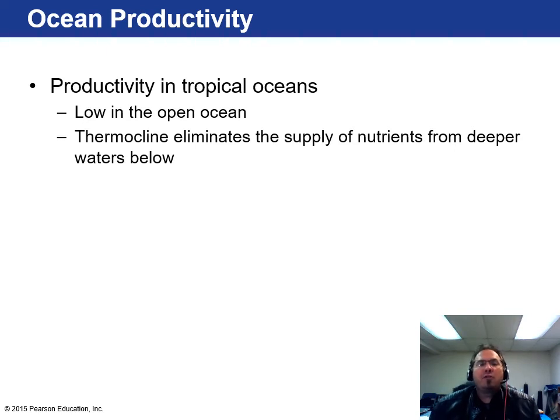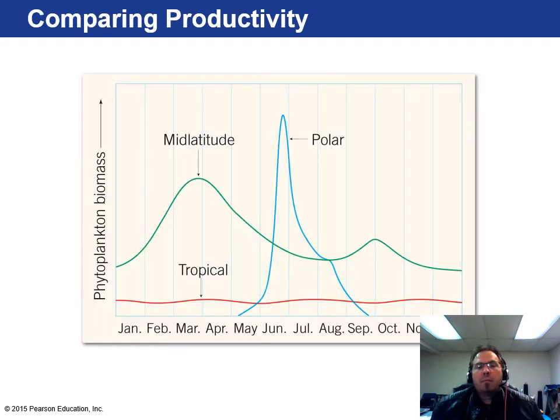Now, productivity in tropical oceans is low in the open ocean because of the thermocline. There's high temperatures at the surface, then they gradually go down to cold. It eliminates much of the nutrients from the deeper waters below. It doesn't well up from the bottom like it does in the high latitudes. So typically, equatorial regions with high surface temperature have less nutrients than the colder temperature waters near the polar region. In this graph, you can compare productivity based upon their latitudes on Earth here.